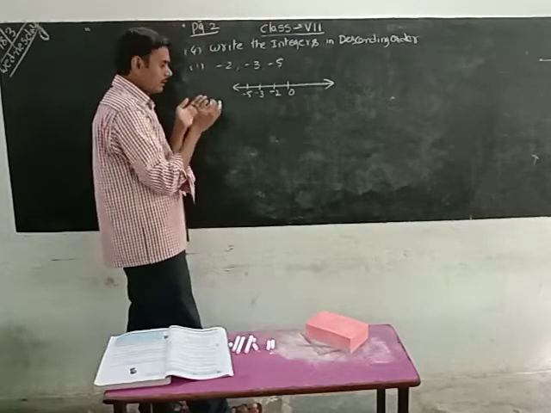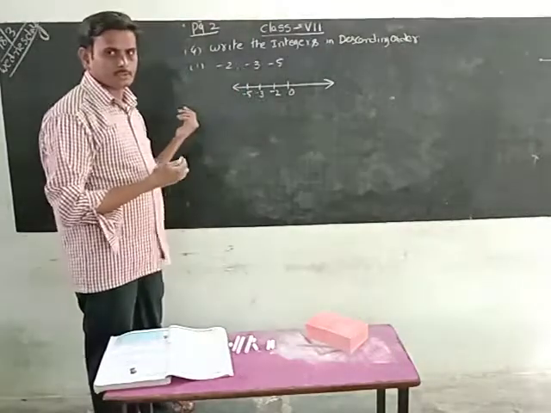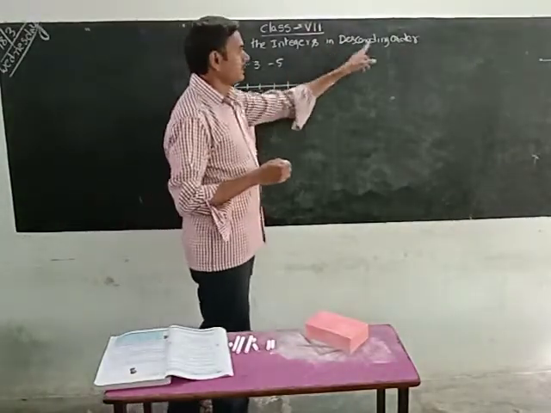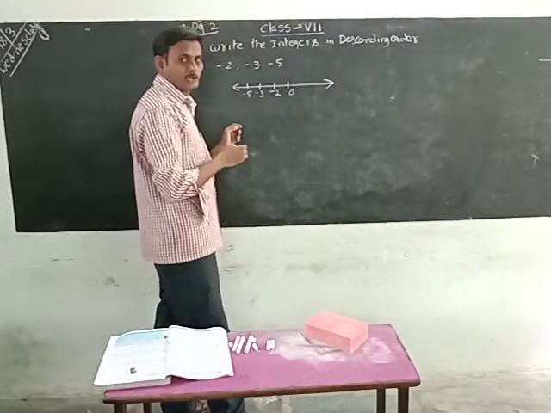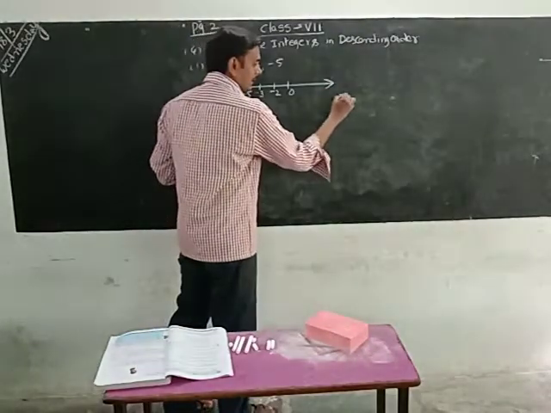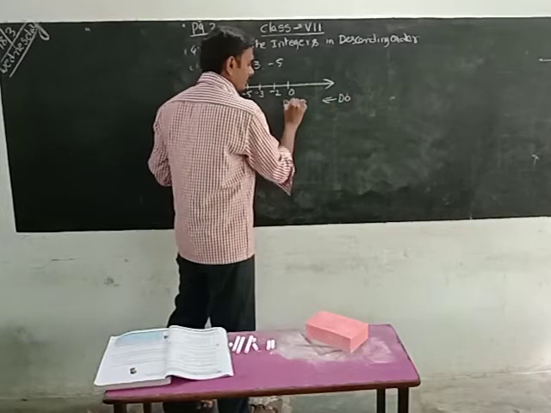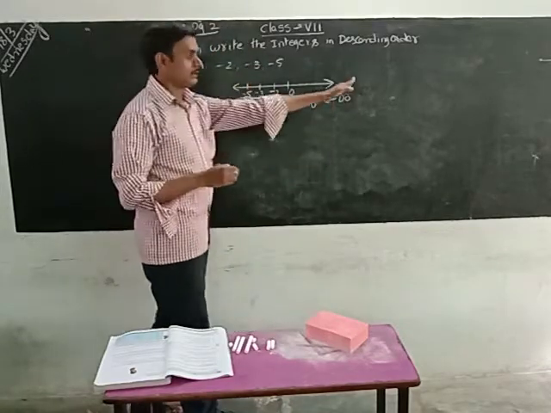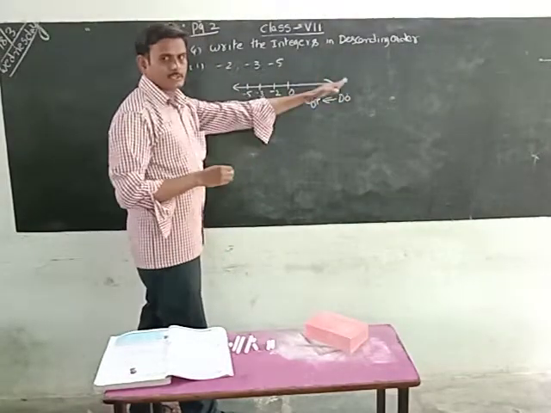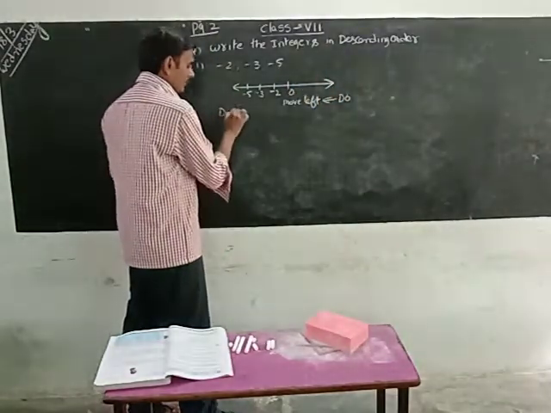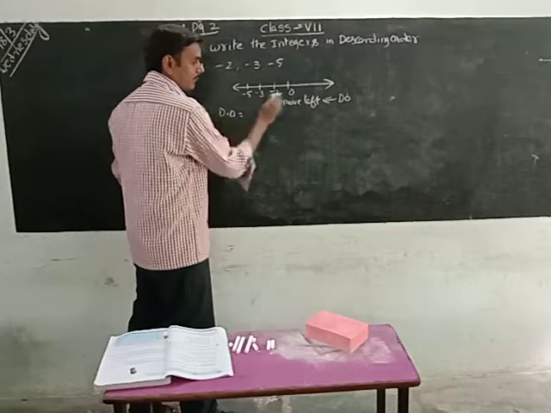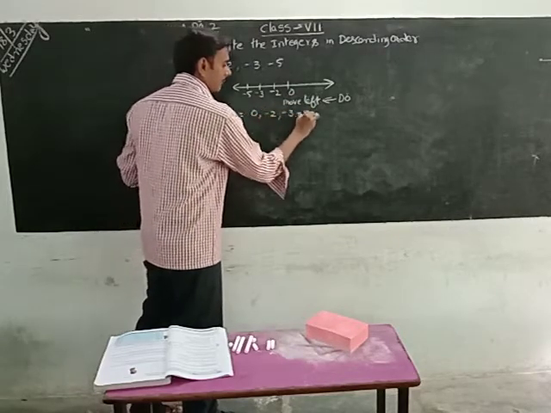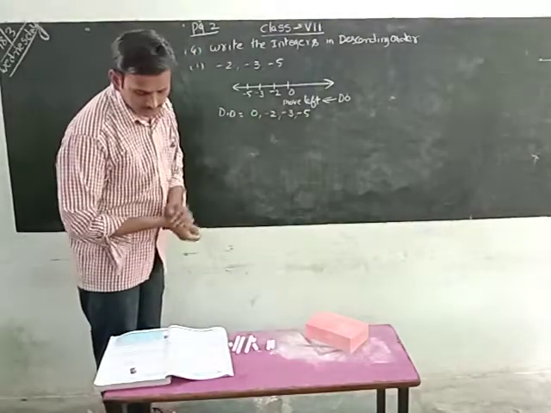After arranging the numbers on the number line, we already know the order of the numbers. Now we are writing descending order. Write the integers in descending order. Which side do we have to move? Descending order means move left. This is the left, this is the right. Descending order equal to... move left. Move left means you have to write 0, minus 2, minus 3, minus 5. That is the descending order.